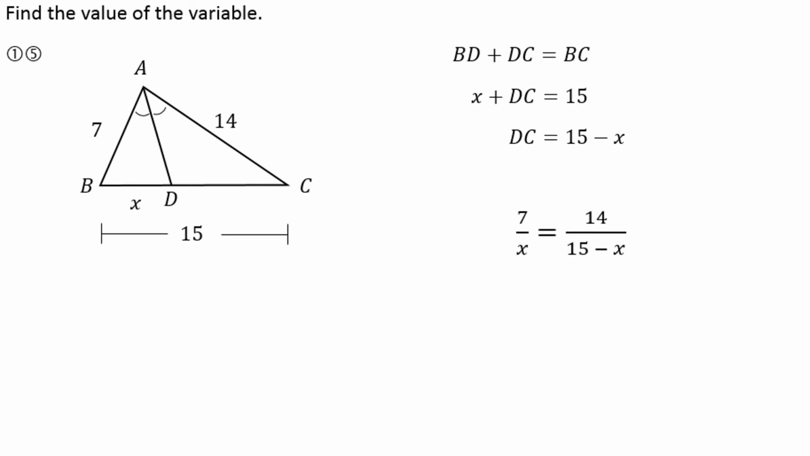So, set up my proportion. 7 will compare to x the same way that 14 will compare to 15 minus x. Cross multiply. Use the distributive property. Isolate the variable. Simplify, and x is 5. That's the value.